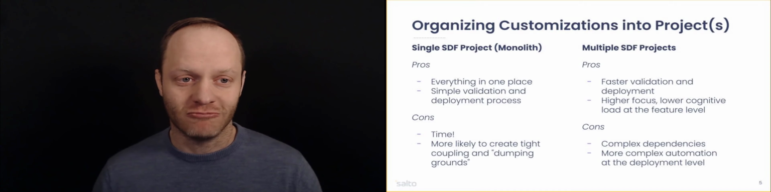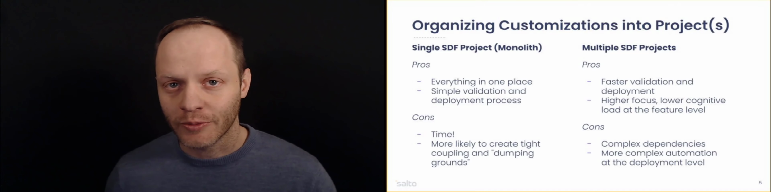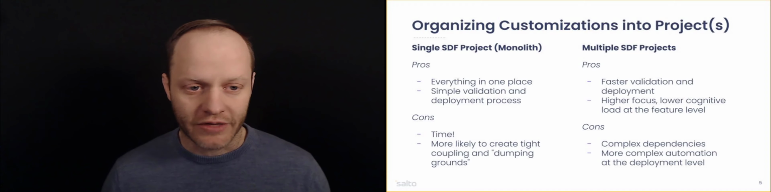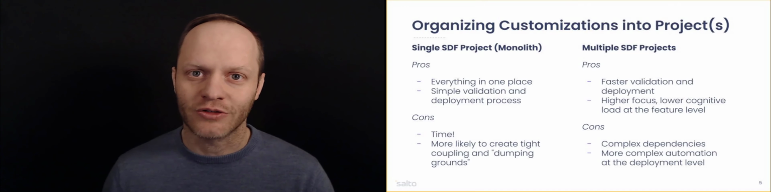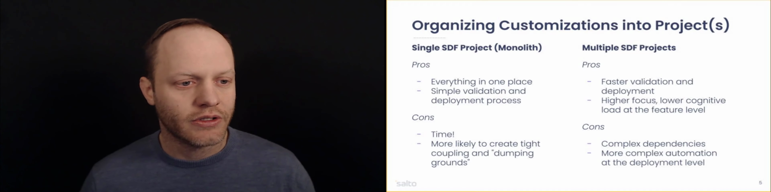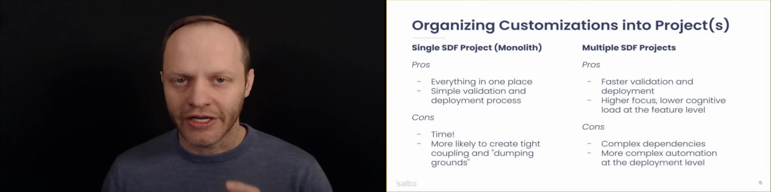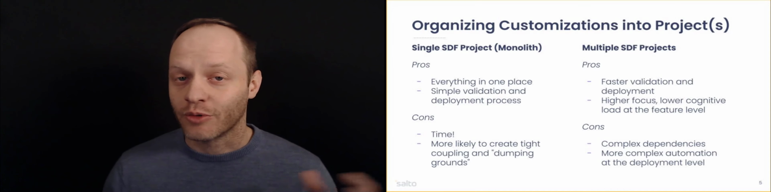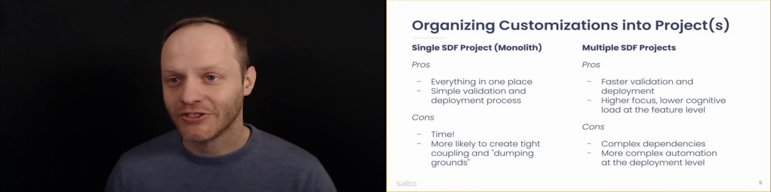Deployment of a monolith is also really simple. You navigate to the project, run through your deployment process one time, and you're done. With multiple SDF projects, you might have to navigate to several projects and run through the deployment process multiple times. You'll also need to make sure you're deploying the projects in the correct order so that any dependencies resolve correctly. And you also can't run the deployments in parallel if there are any of those dependencies. You must wait for each one to complete before starting the next one.